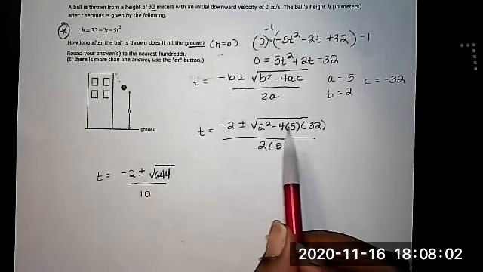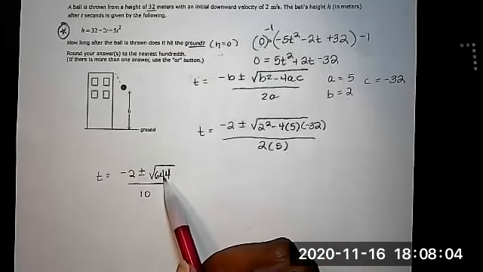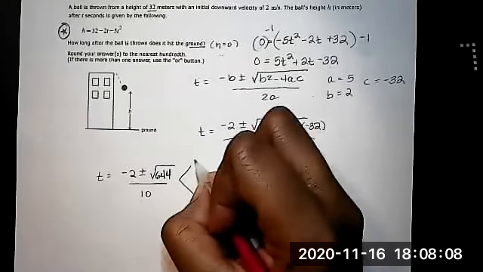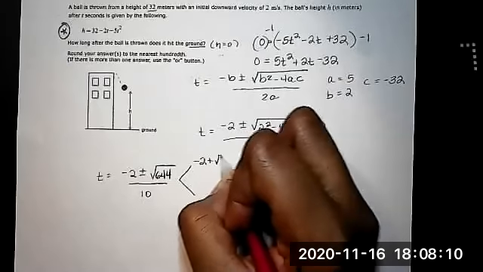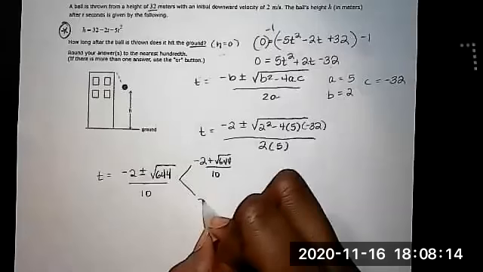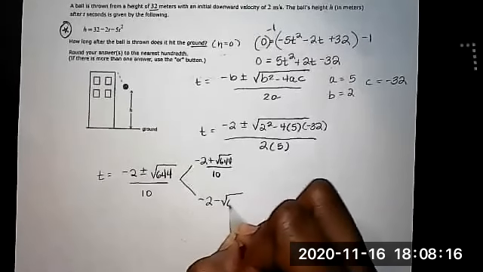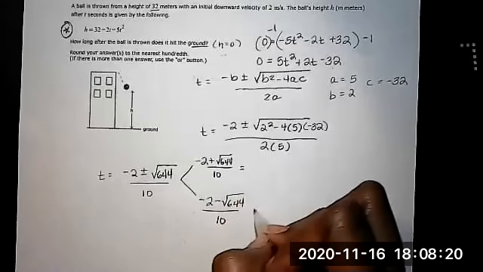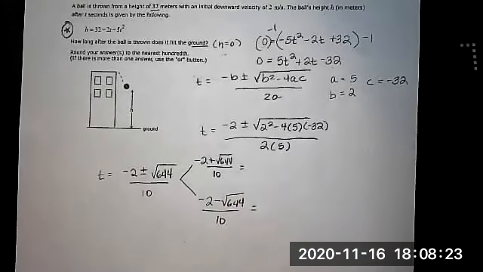I'm just getting all this here to be one number. Okay, so now what you're going to do is split this up. This now becomes negative 2 plus the square root of 644 over 10, and negative 2 minus the square root of 644 over 10. We're going to get two answers. We may have two answers. We may have one answer.